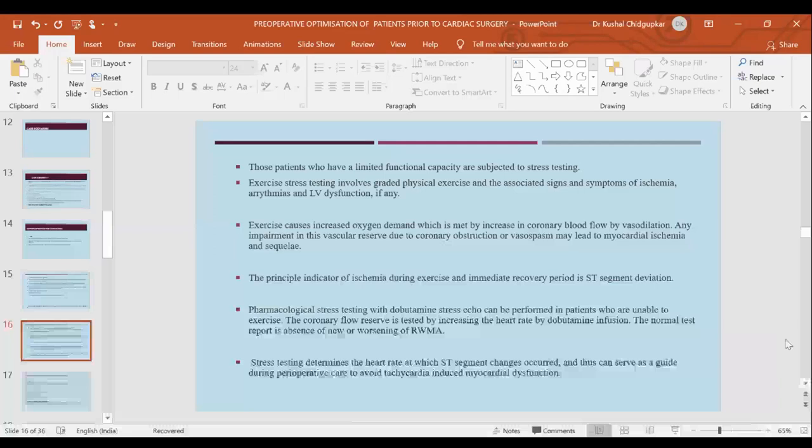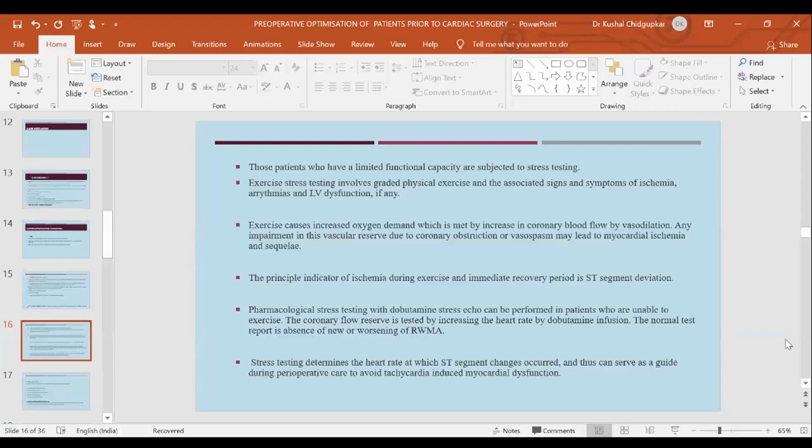What particular information during a stress test would be of use to an anesthesiologist? The ischemic threshold or the rate pressure product of the patient, because the ischemic threshold indicates the heart rate at which the signs of ischemia have developed. That will give us an idea of the hemodynamic stability that we should maintain during perioperative care.